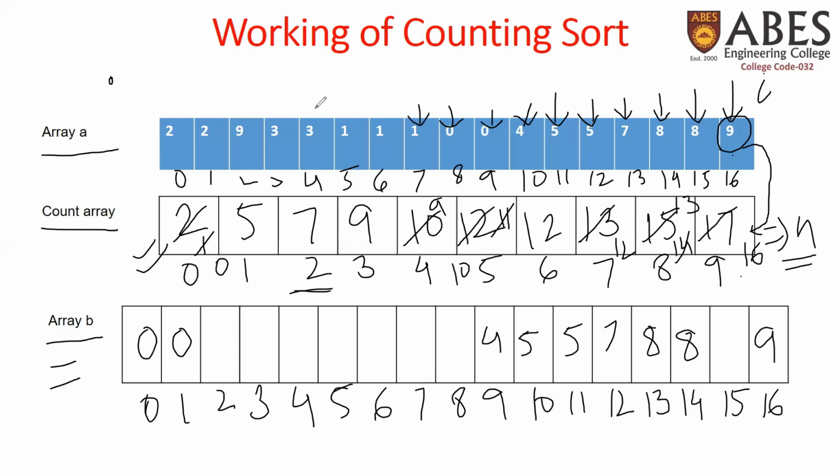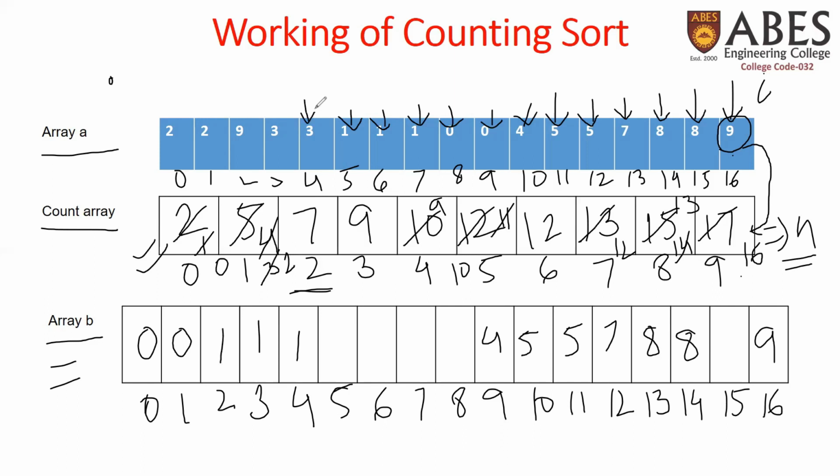Go for the next one, 1. Go for the count index of 1 and here the value is 5. Decrement it by 1 and put the 1 at the fourth position. Now again you have 1, go for the 1st index of your count array, decrement it by 1 and put the 1 at the updated value. Again update the counter, go for the next one, and here again go for the 1st position of your count array and update the value by decrementing 1 and put the value here.